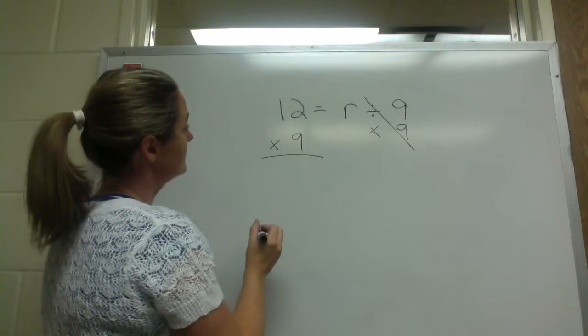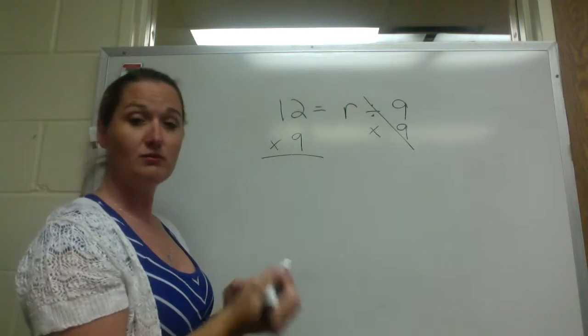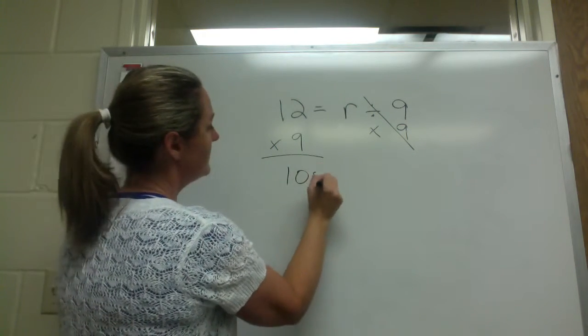12 times 9, well, 10 times 9 is 90. 2 times 9 is 18. 90 plus 18 is 108. So 108 is equal to R.